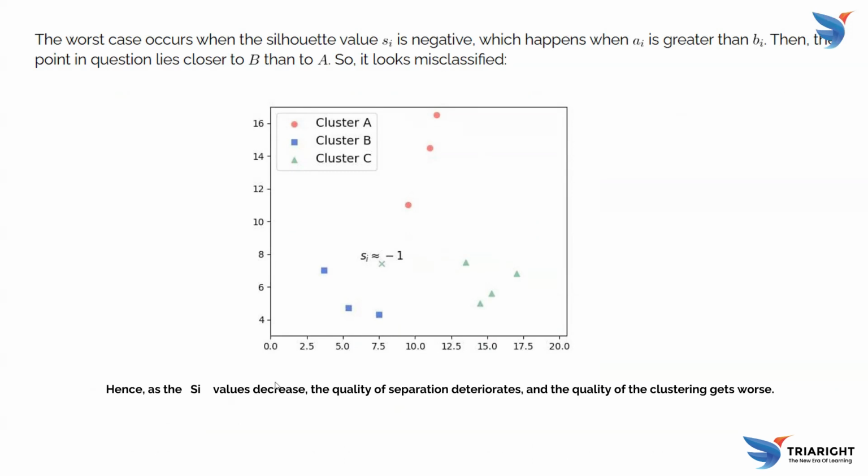Hence, as the silhouette value decreases, the quality of the separation deteriorates and the quality of the clustering gets worse.